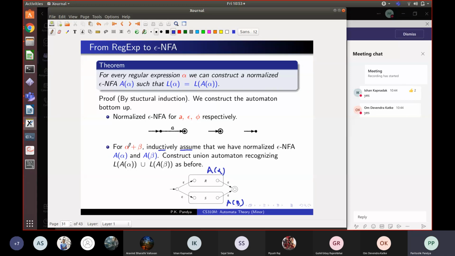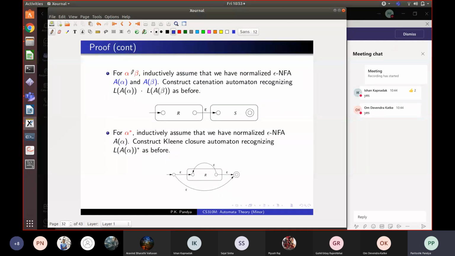So if we know how to calculate the automaton for alpha and the automaton for beta, we know how to calculate the automaton for alpha plus beta. Agreed? This is the induction step. That is, from component automata, you compose and produce a bigger automaton. Similarly, you can do it for catenation also. If you know how to construct automata for alpha and beta, then you can get the automaton for alpha dot beta, which is the catenation of alpha and beta, by this language catenation construction.